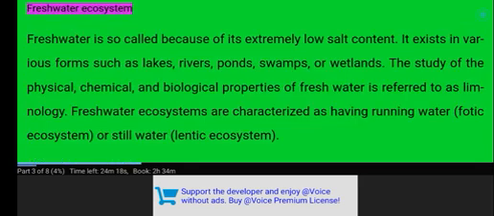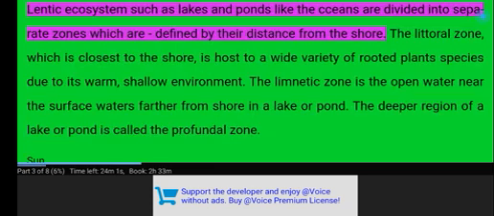Freshwater ecosystem. Freshwater is so called because of its extremely low salt content. It exists in various forms such as lakes, rivers, ponds, swamps, or wetlands. The study of the physical, chemical, and biological properties of freshwater is referred to as limnology. Freshwater ecosystems are characterized as having running water, lotic ecosystem, or still water, lentic ecosystem.